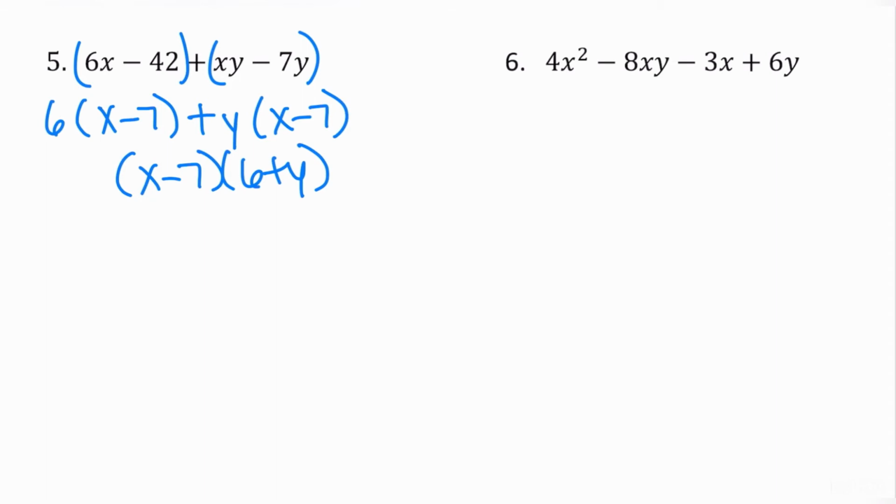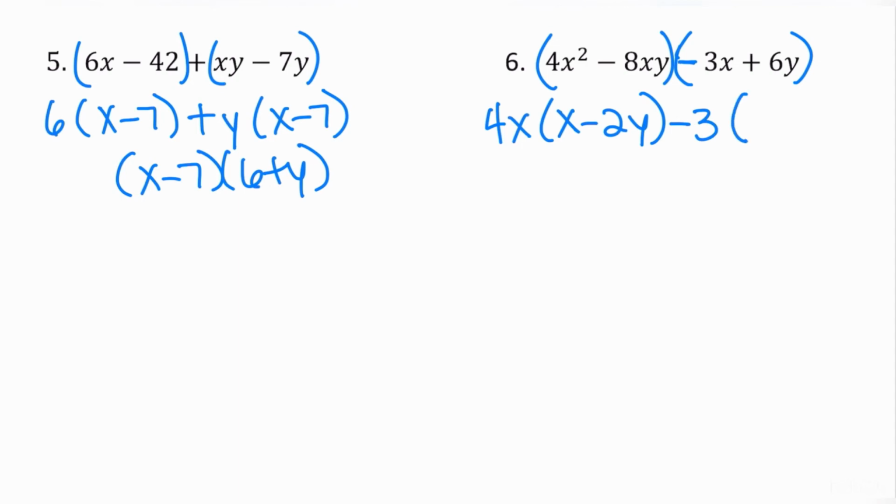In number 6, I'm going to group the first two and the last two. And remember, because the last one has that negative right here in front of the 3x, I went ahead and included it in the group. From the first group, they are both divisible by 4 and they both have an x, so I factor it out. I'm left with x minus 2y. From the second group, they're both divisible by -3. I'm trying to get that x to stay positive in the group, so that's why I divide by -3. -3 divided by -3 is just +1, so I'm left with positive x.